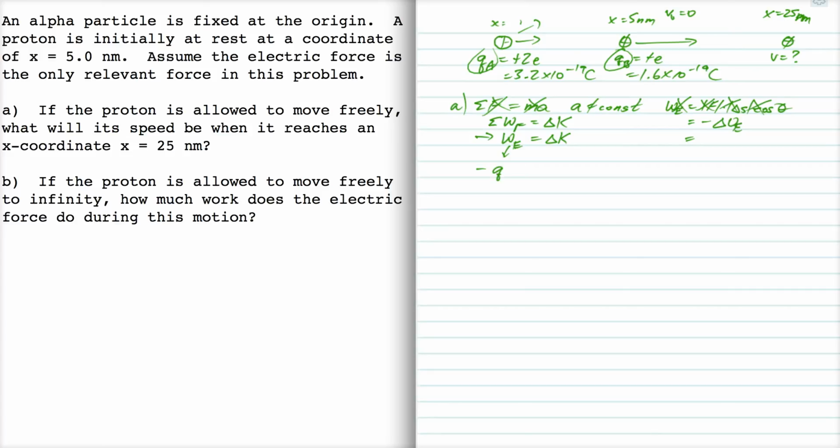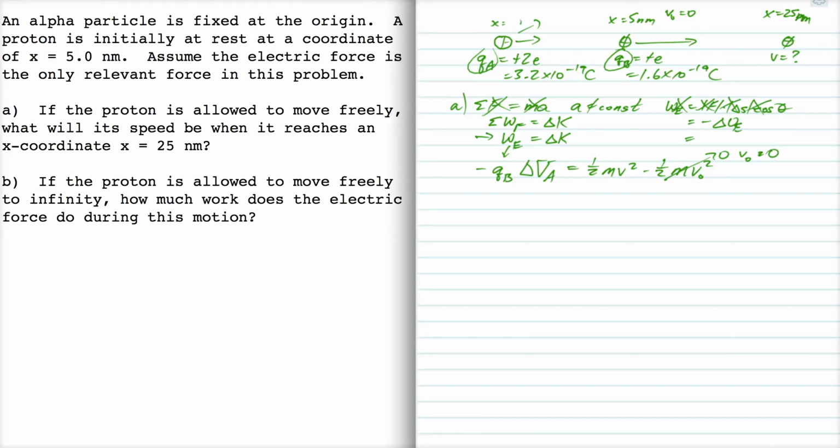So it's going to be QB, because QB, that's the charge that's moving, and it's moving through the potential that is generated by the charge QA. That's going to equal 1/2 mv squared minus 1/2 mv naught squared. And that term is 0 since v naught equals 0.